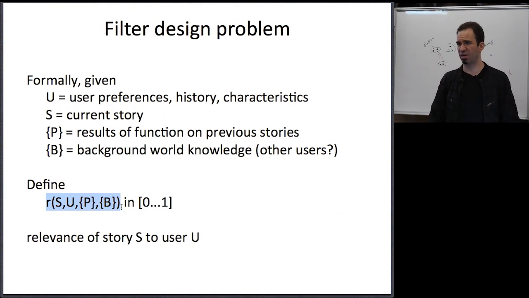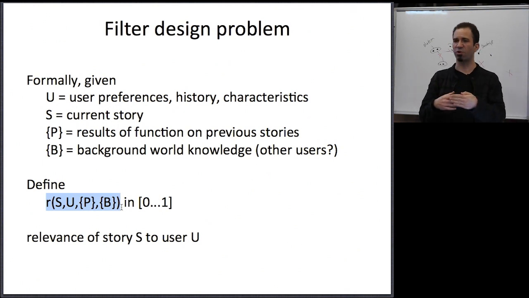So if I type in, how do I make pickles? And there's a document which talks about how to make pickles, it has high relevance. If there's a document which talks about what types of pickles are delicious, maybe it has a lower relevance. If there's a document that talks about a volcano, it has a much lower relevance. So relevance was originally defined with respect to a particular query.